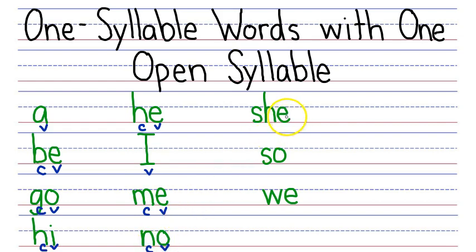The vowel can be preceded by more than one consonant. In this case, SH. That's our consonant digraph that says sh. So we have a consonant, consonant, V pattern. And then back again to CV and CV. Good job writing these one-syllable words with one open syllable.